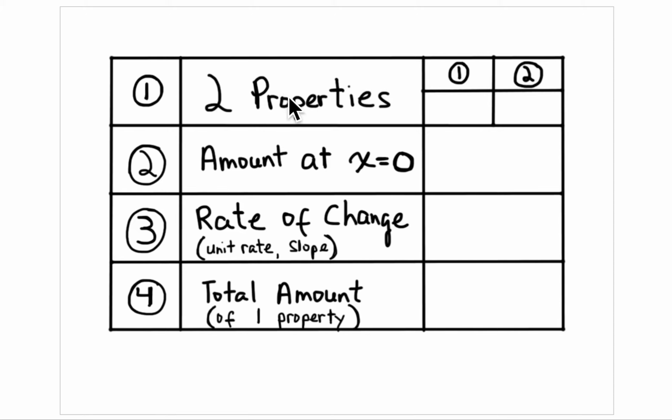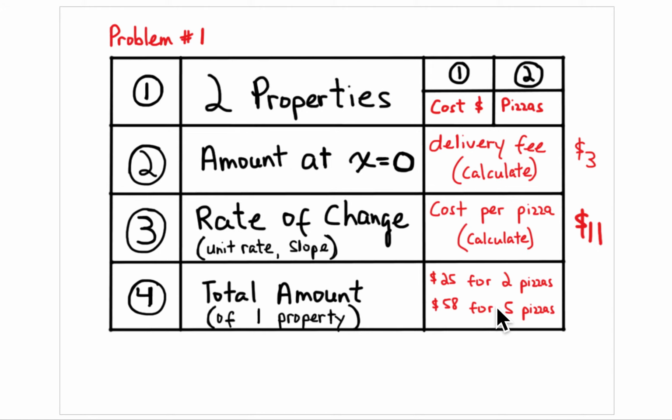And I put this into a table. So what are the 2 properties? You fill in these 2 spaces. What's the amount at x equals 0? Fill in the space. What's the rate of change, or the unit rate or the slope? Fill in the space. And what's the total amount? Fill in the space. Now, in some cases, you're going to have to calculate these, and in other cases, they are given to you. So if you look at problem number 1 compared to problem number 2, you begin to see that they are really the opposite problems.